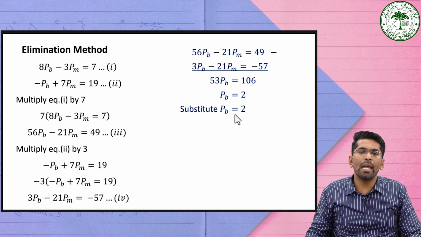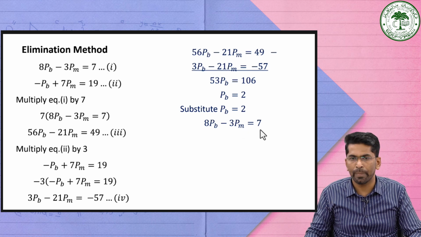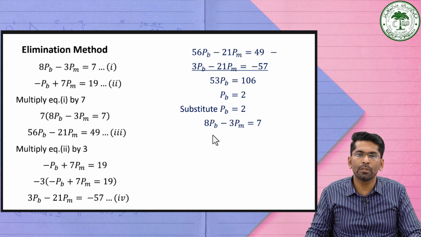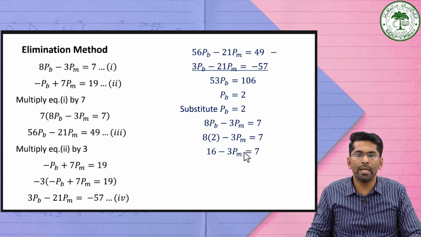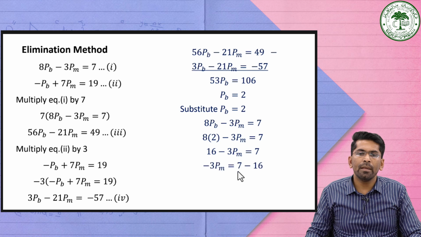Now we can substitute the value PB is equal to 2 in equation number 1, which is 8 PB minus 3 PM is equal to 7. Substituting PB is equal to 2, it will become 8 into 2 minus 3 PM is equal to 7. So 8 into 2 is 16, minus 3 PM is equal to 7. Taking 16 to the right hand side of the equation, it will become minus 16, so minus 3 PM is equal to minus 9. Dividing both sides by minus 3, PM will become 3.